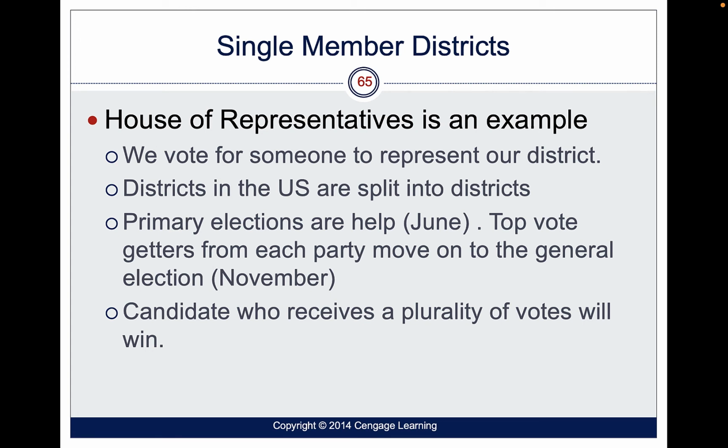So let's go ahead and talk about how we vote and what we vote for. The United States is a single member district voting situation where the House of Representatives is carved into 435 single districts, and we have a representative for each district. Depending on the district we live in, we vote for that person to represent us in Congress, right? Primaries are held here in California in June, and then the top 2 vote getters from each party move on to the general election in November. The candidate who receives a plurality of votes at that time will win.